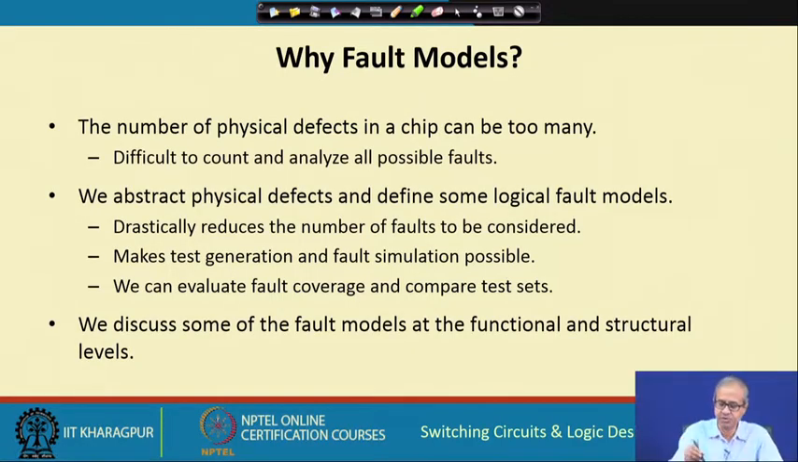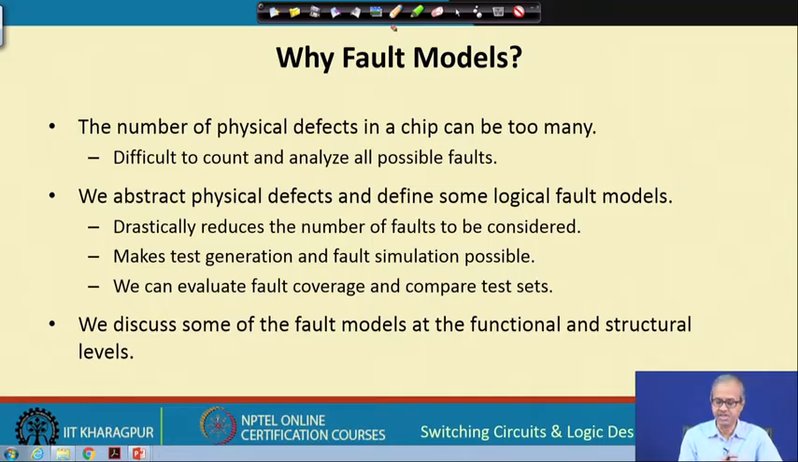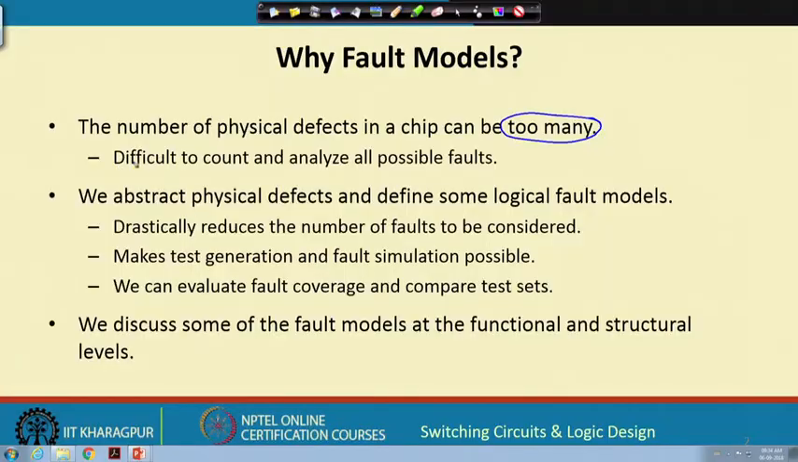Let us start with the basic motivation once more, that why we need fault models. We mentioned in the last lecture that the number of physical defects in a chip can be too many. You really cannot count how many physical defects can be there in a chip, because most of the parameters are continuous in nature and there can be infinitely possible values. So, you cannot test the circuit against all possible values of the parameters. It is impossible to count and analyze all possible faults.